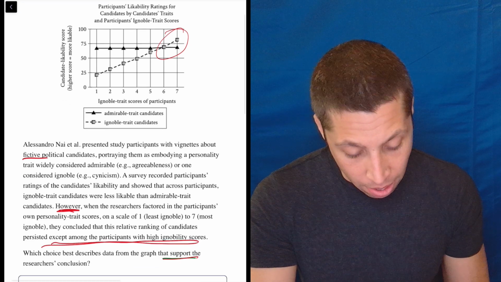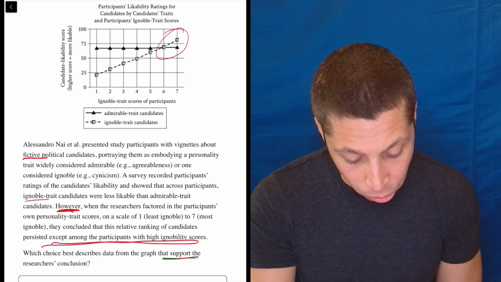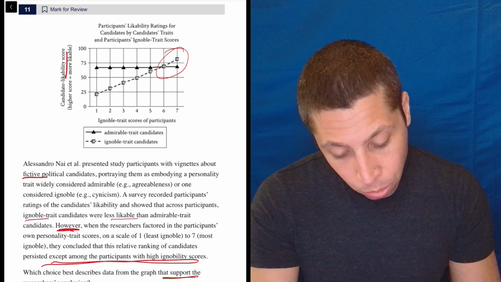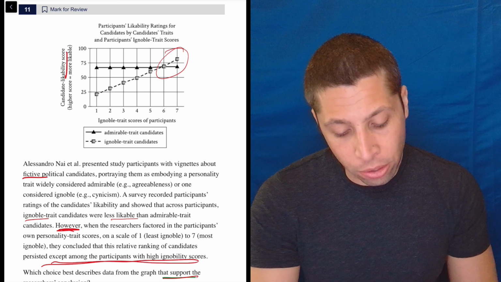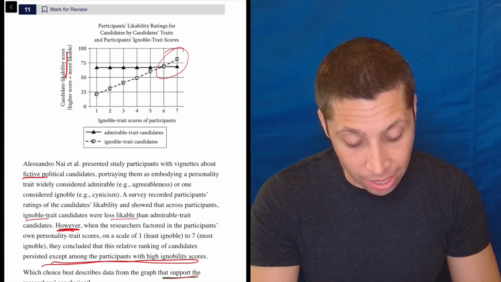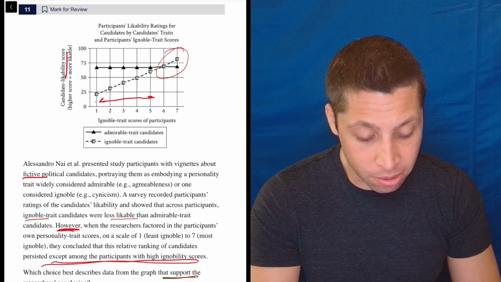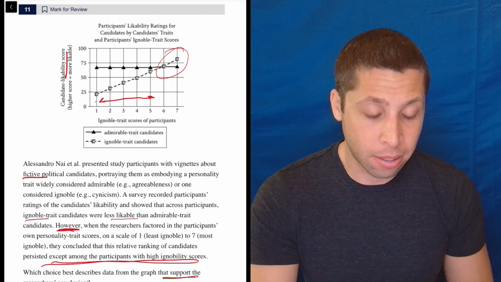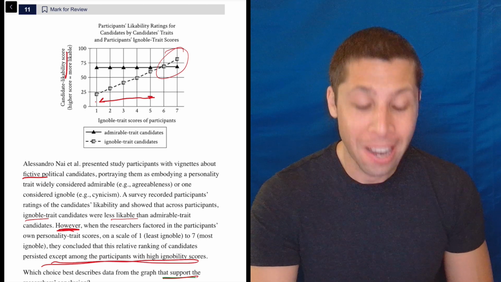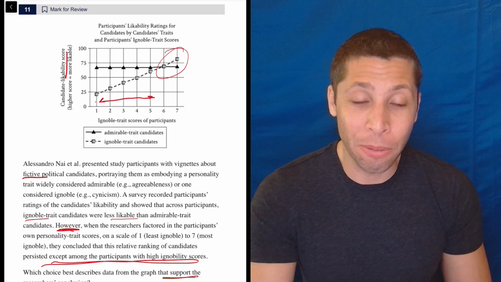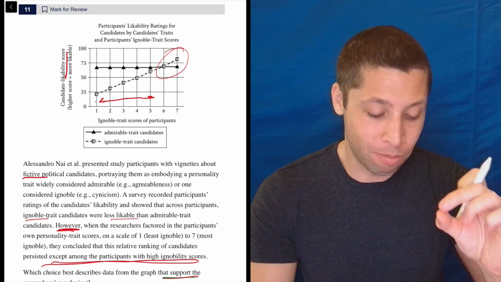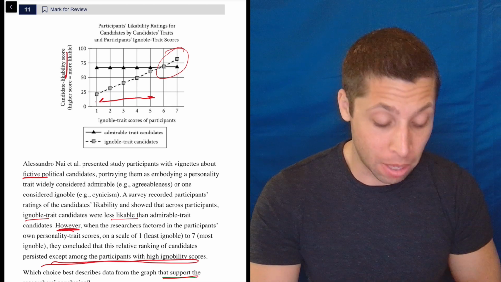So they were saying that ignoble trait candidates were less likable. Right, so candidate likability score, higher score equals more likable. So generally speaking, they're saying that the admirable people were more well liked, which we can see kind of happening down here, right? From kind of 1 to 5. But at 6, something changes, and these ignoble traits of participants, the evil participants think the evil people, the evil fake people, are better, are more likable. So that's why that square line is going above the triangle line at that point.